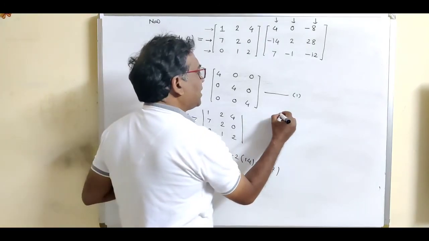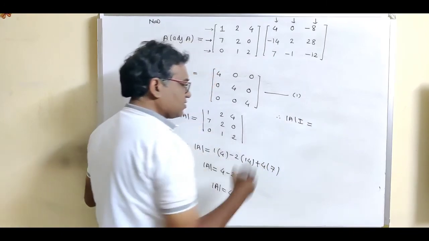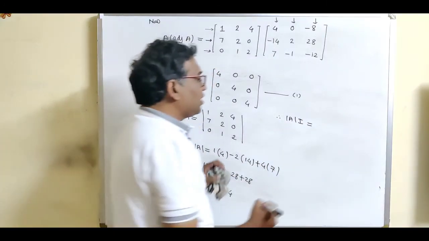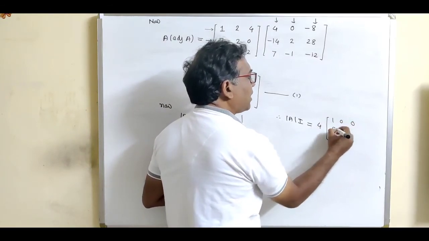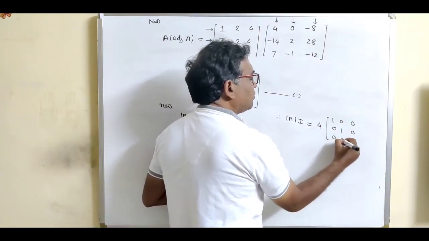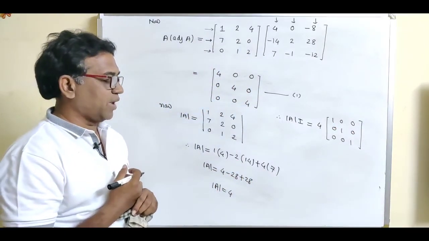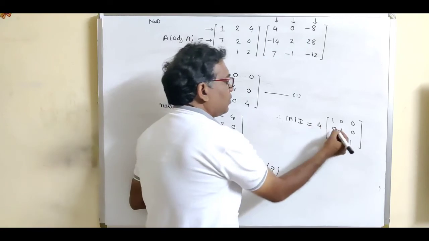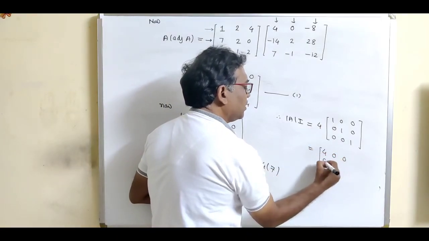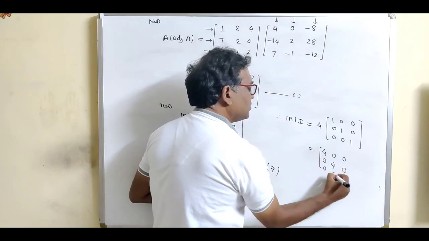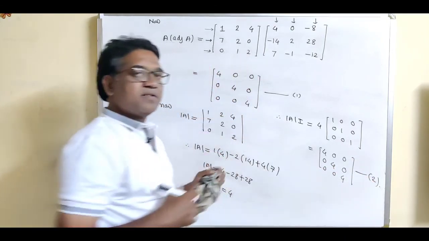So this is our right hand side. Therefore determinant A into I is equal to, what is the value of determinant A? It is 4, and I means the unit matrix of order 3. So this is 1 0 0, 0 1 0, 0 0 1. So now find this product, just multiply by 4. This is 4, 0, 0, 0, 4, 0, 0, 0, 4. So this is our equation number 2. That is our right hand side.